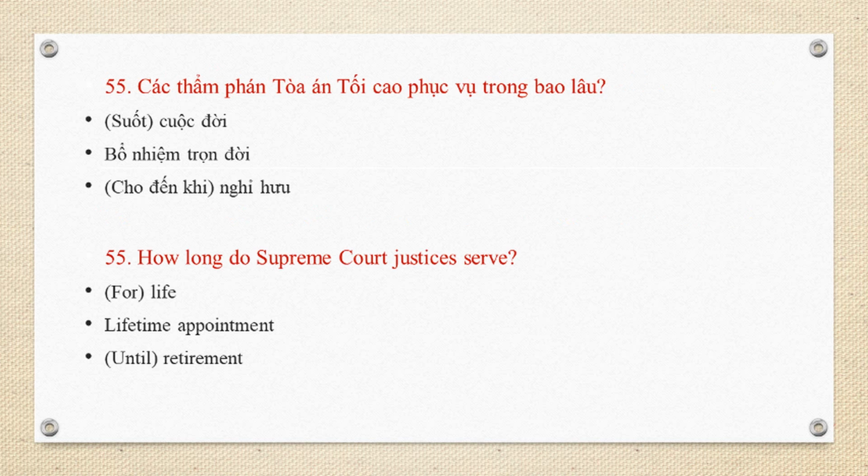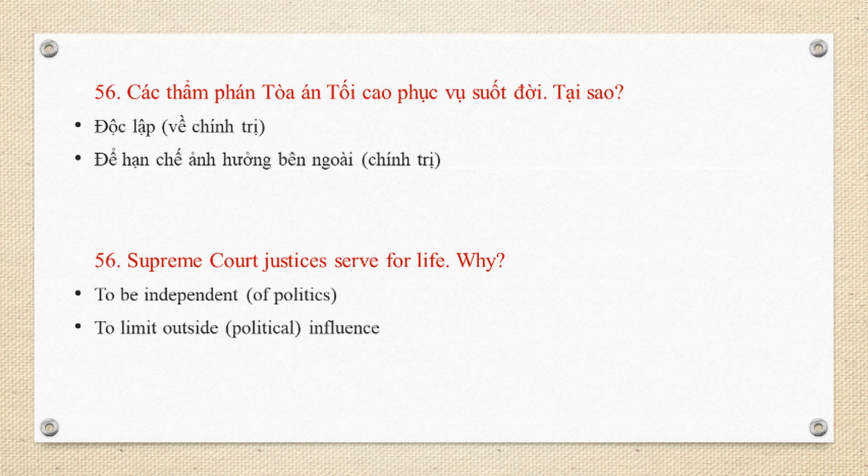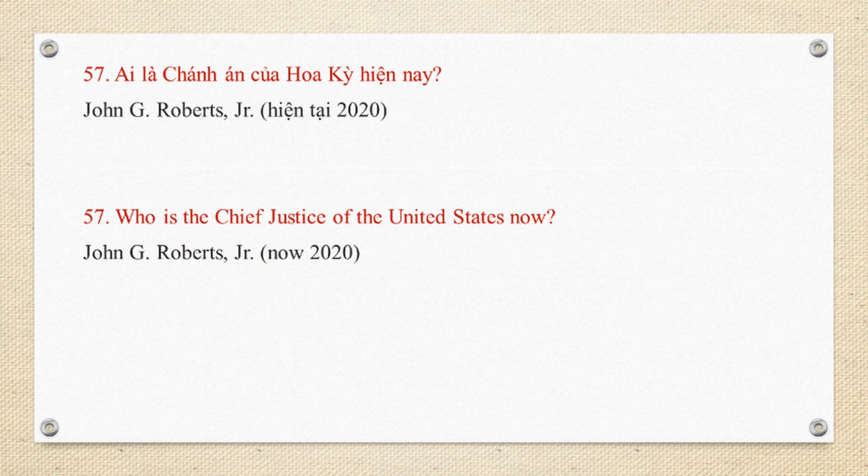55. How long do Supreme Court justices serve? For life. Lifetime appointment. Until retirement. 56. Supreme Court justices serve for life. Why? To be independent of politics. To limit outside political influence. 57. Who is the Chief Justice of the United States now? John Roberts.